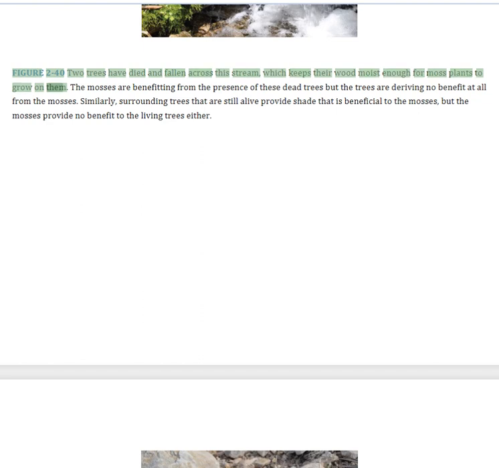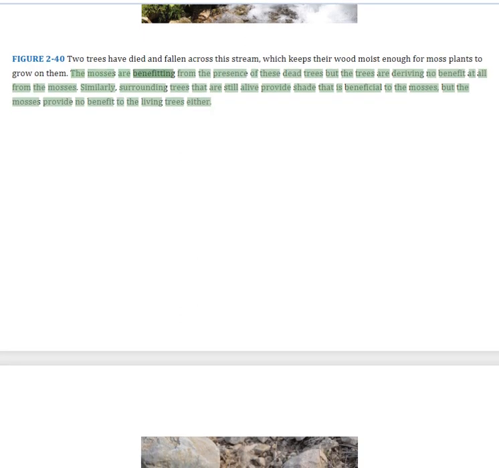Figure 2:42. Trees have died and fallen across the stream, which keeps the wood moist enough for moss plants to grow on them. The mosses are benefiting from the presence of these dead trees, but the trees are deriving no benefit at all from the mosses. Similarly, surrounding trees that are still alive provide shade that is beneficial to the mosses, but the mosses provide no benefit to the living trees either.